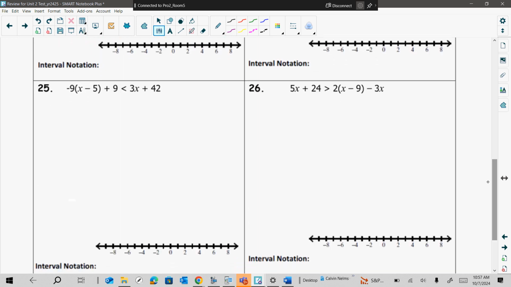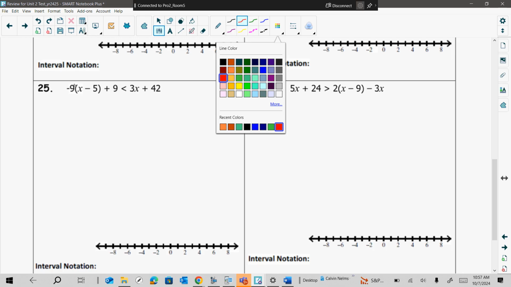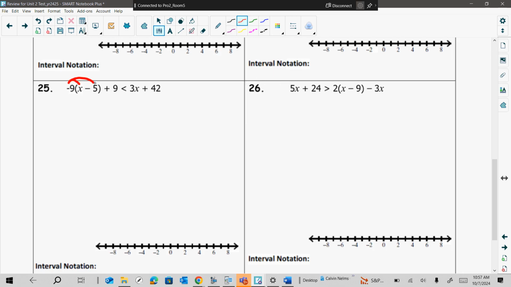All right, on 25, we're going to distribute the negative 9 first. That becomes negative 9x plus 45 plus 9 is less than 3x plus 42.